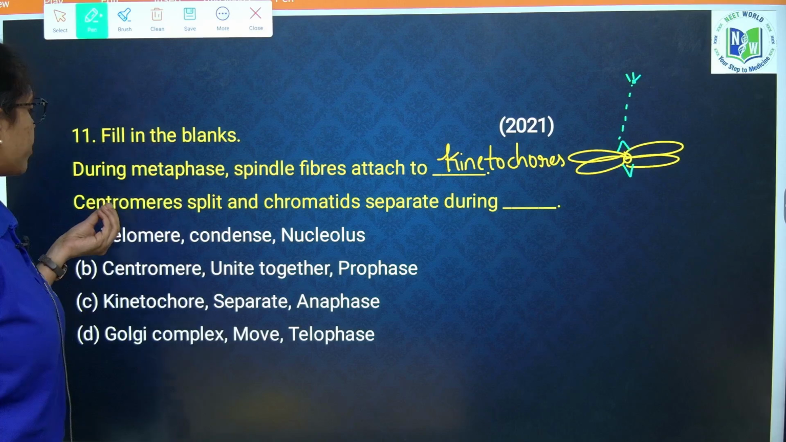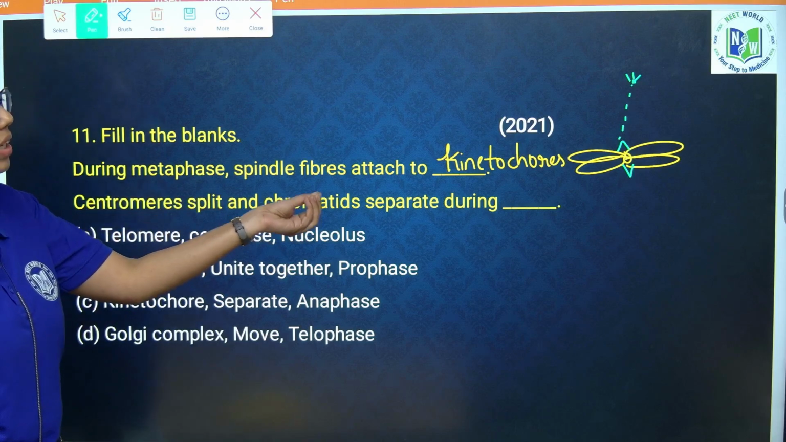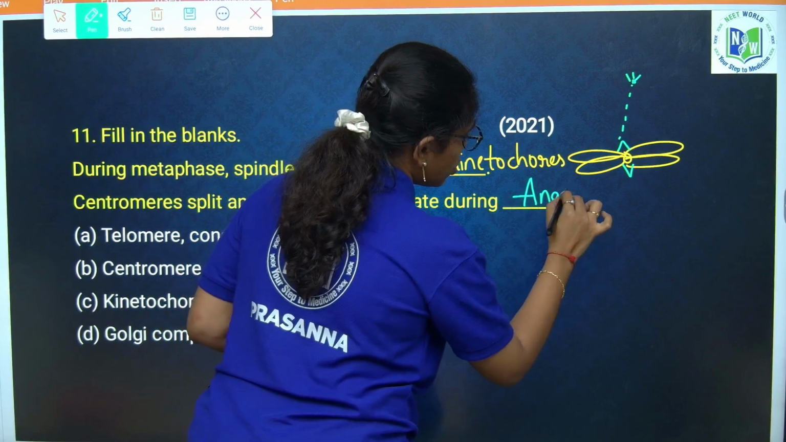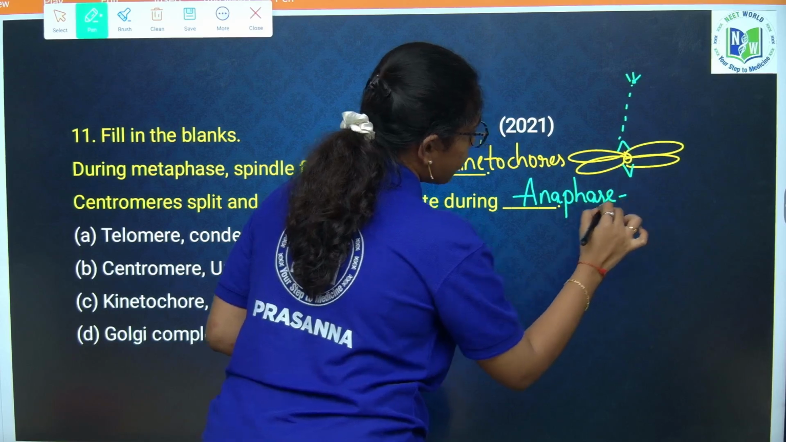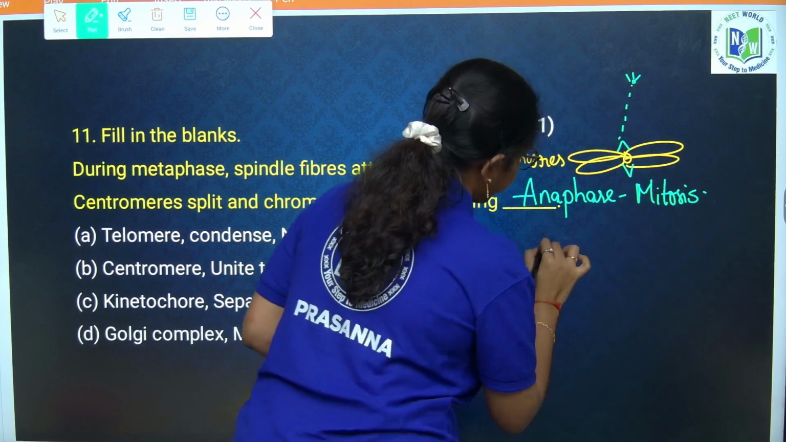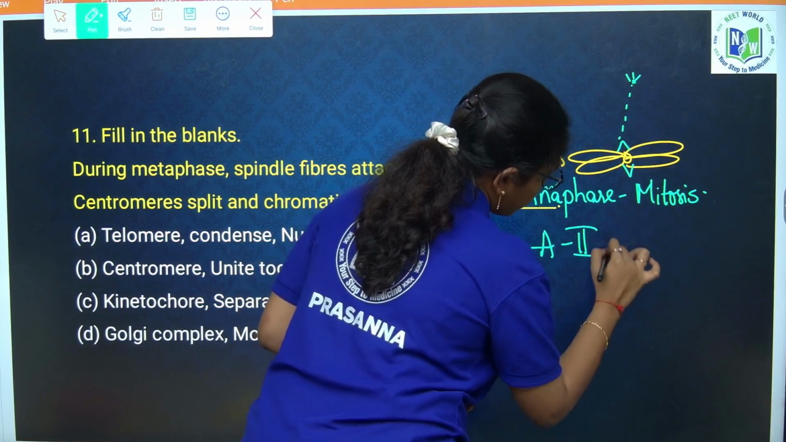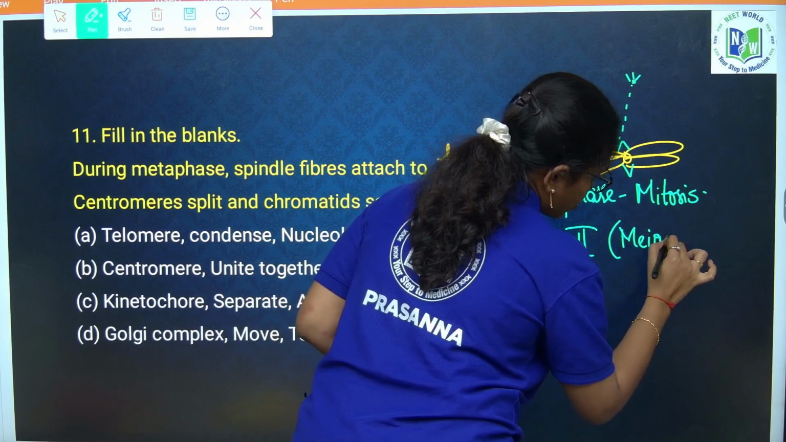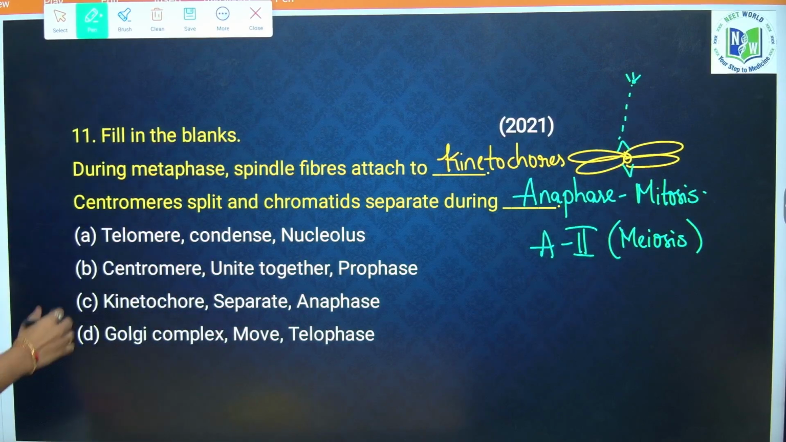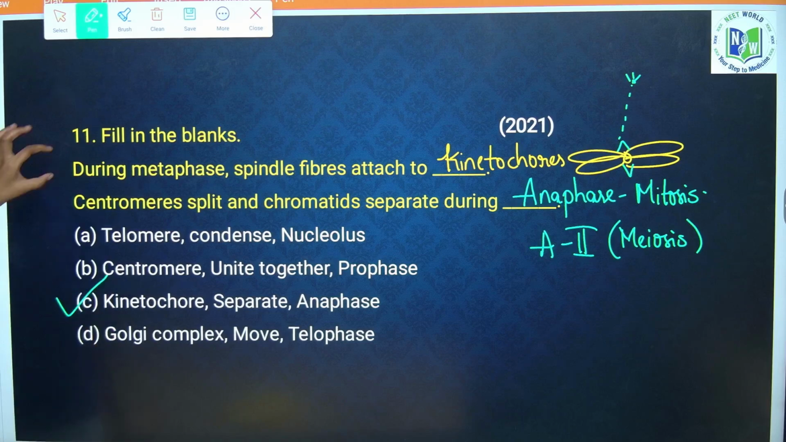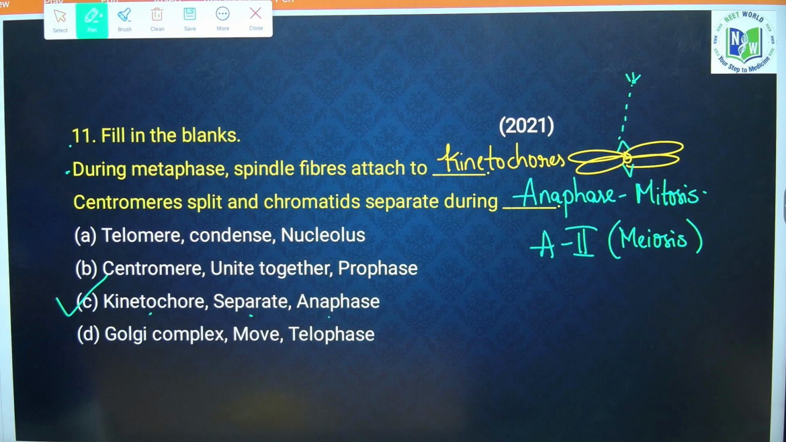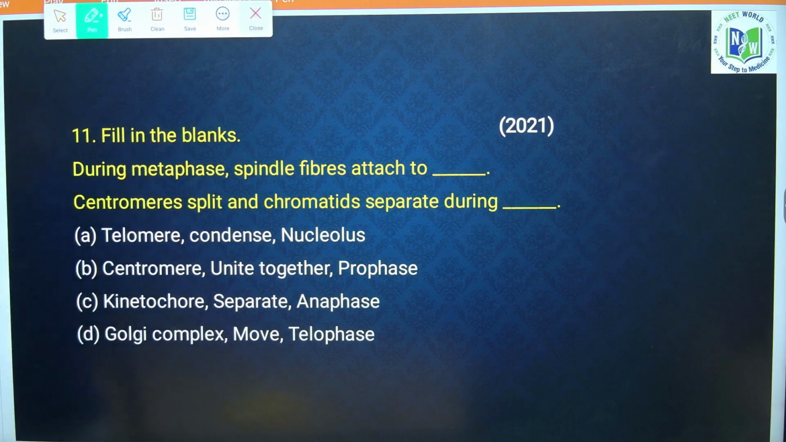Next, the centromere splits and chromatids separate during anaphase. It happens during anaphase of mitosis and anaphase 2 of meiosis. Clear, beta? So what is our option? Option C, wherein it is kinetochore and they separate in the anaphase of mitosis and anaphase 2 of meiosis. Next question.